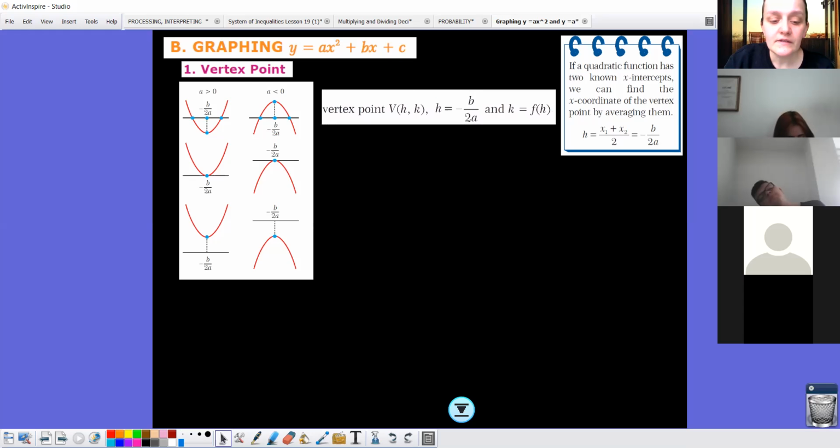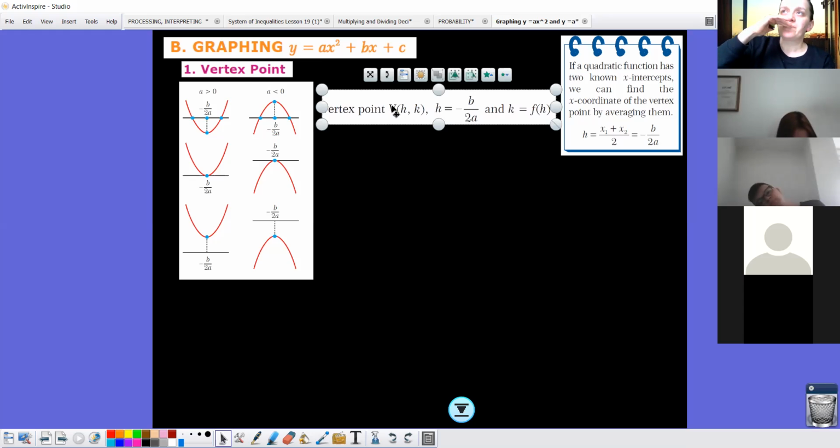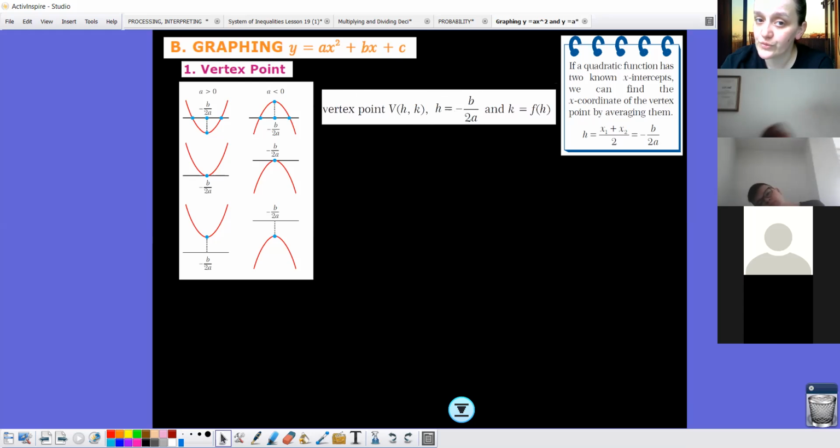And here you have the formula for the vertex point. The vertex point will be shown with V, and you have H and K. H is the x coordinate, and K is the y coordinate of the vertex point. How do we find H? H is minus b over 2a. You are taking b and a from the quadratic function. And K is f of H.